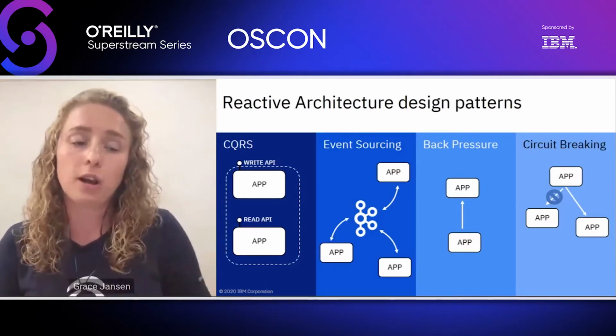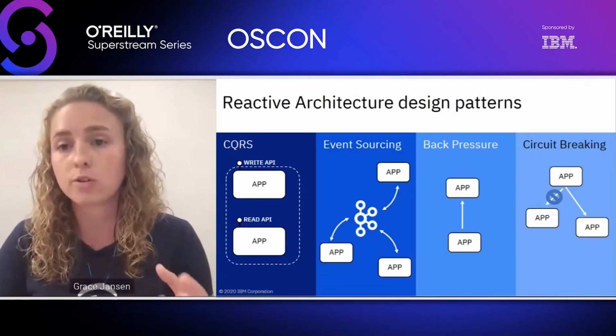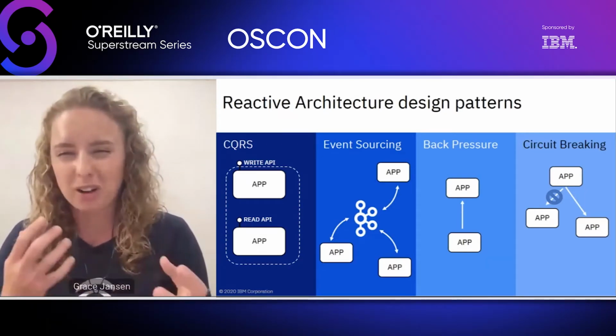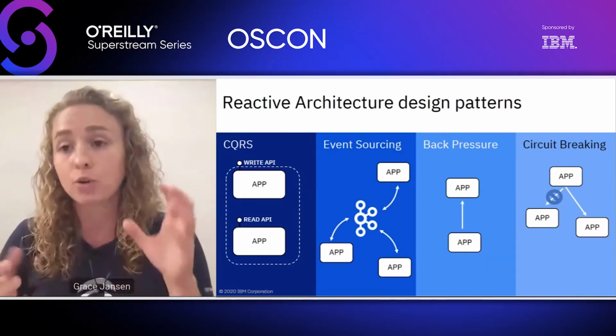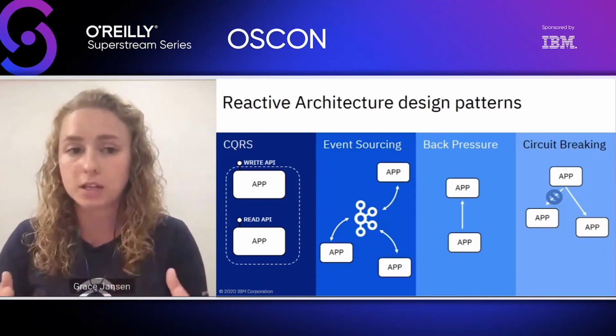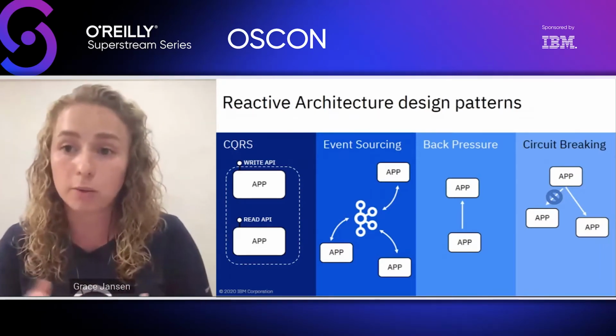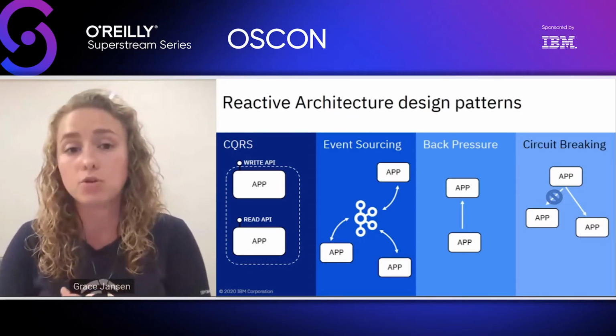So on the left-hand side here, we have CQRS. Now, CQRS stands for Command Query Responsibility Segregation. And what that really boils down to is separating out the read and the write API. And this enables really high availability of the data within it. Then we have things like event sourcing. So for those familiar with Kafka, Kafka is a tool that can be used for event sourcing.